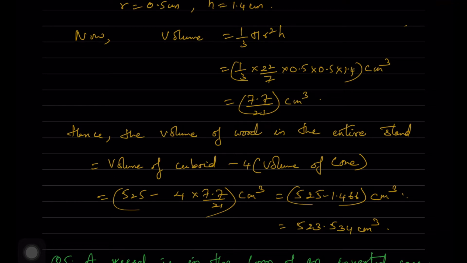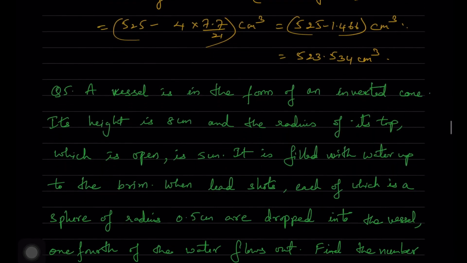Hence the volume of the entire stand is equal to the volume of cuboid minus 4 into the volume of cone. So 525 minus 4 into 7.7 divided by 21 centimeter cube. So the answer we get is 523.534 centimeter cube.